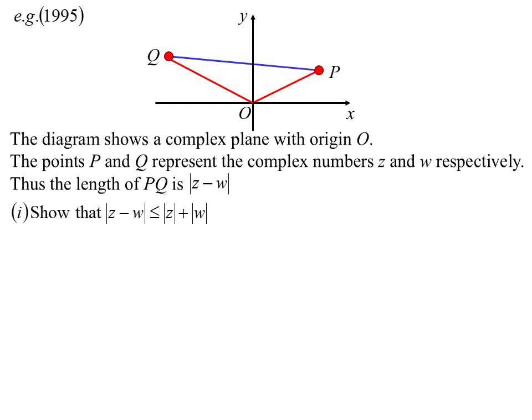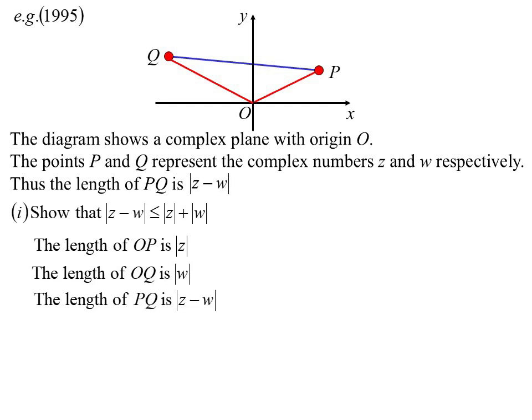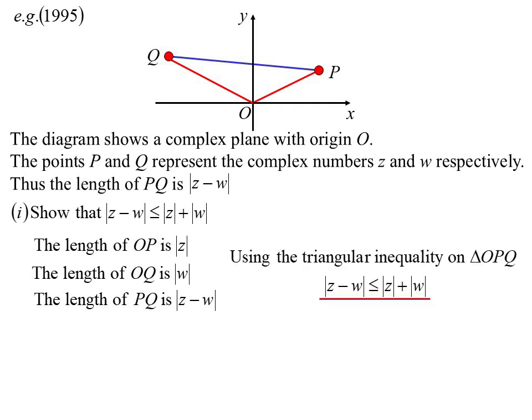Well, I've just drawn in the third side there and said, well look, the length of OP would be the modulus of Z, OQ would be the modulus of W, PQ the modulus of Z minus W, and then all I've got to say is, well, by the triangular inequality, the modulus of Z minus W must be less than or equal to the sum of the other two sides, so mod Z plus mod W.